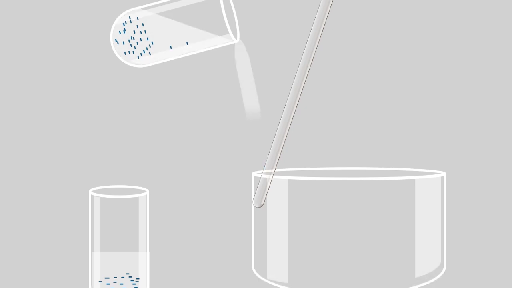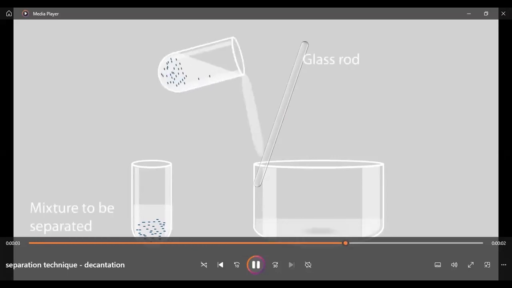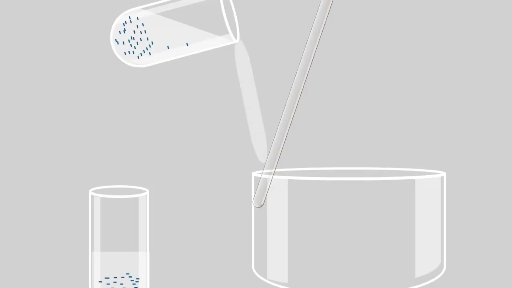So let's watch a simulation of that. These are two distinct layers of the liquid and the solid. The particles represent the solid, while these all represent the liquid, so that when we pour it gently, the liquid can escape, leaving the particles behind. That kind of inaccurate method of separation is called decantation.